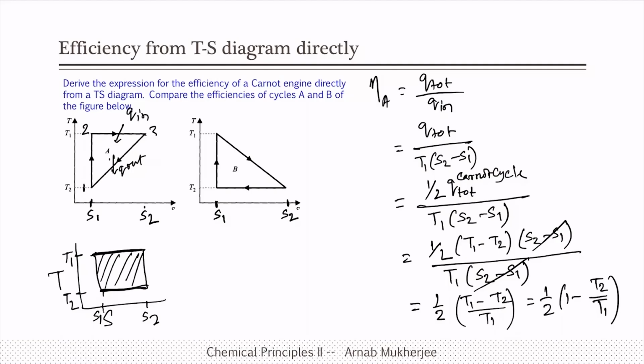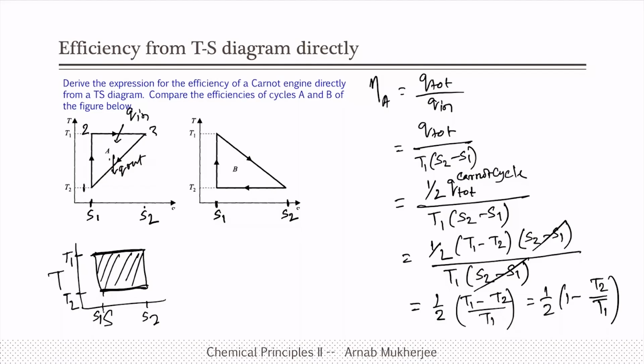So, we get exactly half the efficiency of the Carnot cycle, and the reason is clear, because the input is the same as that of the Carnot cycle for engine A. However, the total work output is half that of the Carnot cycle, because in the Carnot cycle we get the whole rectangle as the output, but here we are getting half the rectangle as the work output. Therefore, the efficiency will be half that of the Carnot cycle.